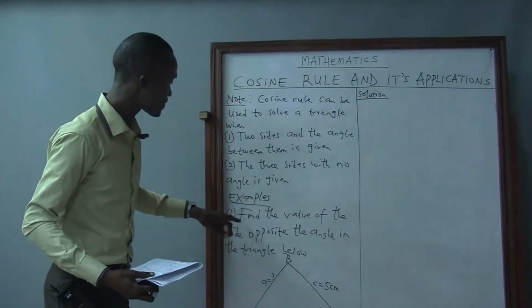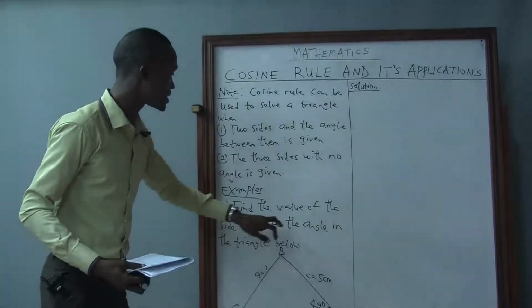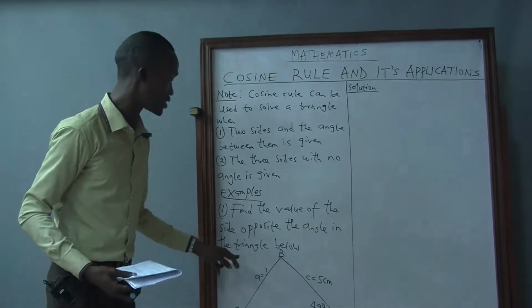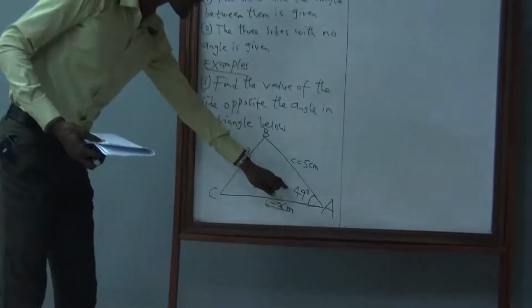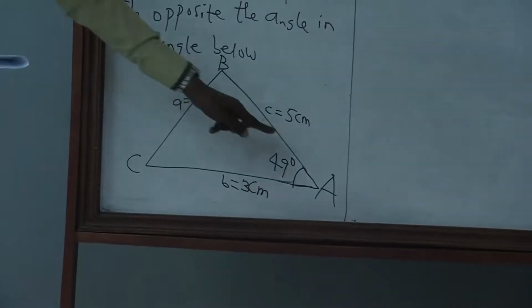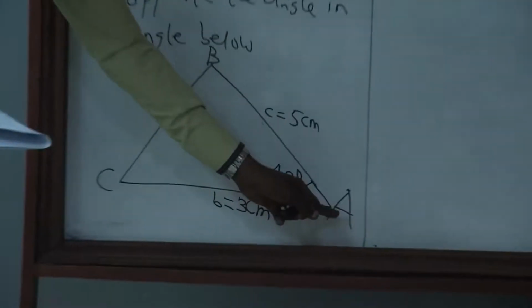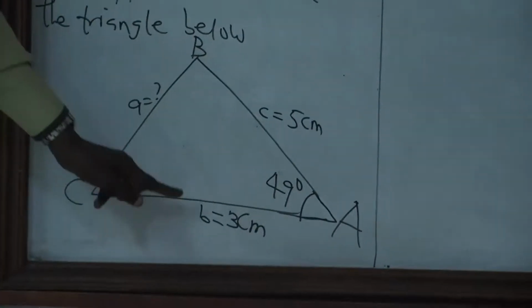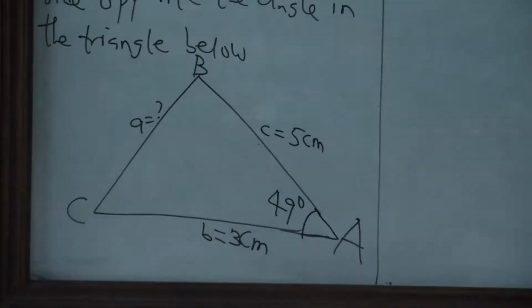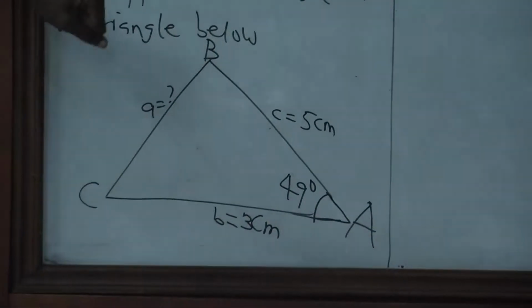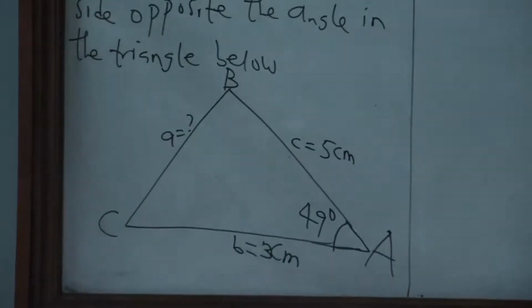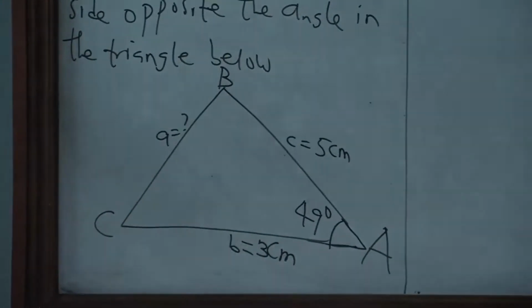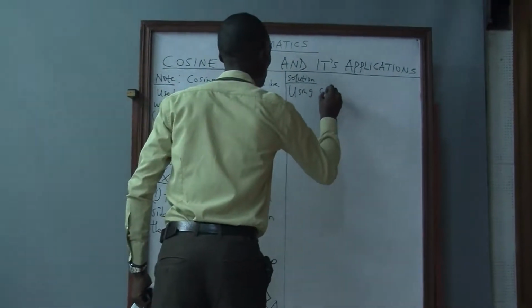The first one says find the value of the side opposite the angle in the diagram in the triangle below. And this is the angle we are given, 49 degrees. The side facing that angle is small a, because the angle we are given is angle A, which is capital A, as 49 degrees. We are given side b, we are given side c. And if you look at the triangle very well, we notice that we are given two sides and the angle between them, which is the first condition for using cosine rule. So from here, we first state the rule we are using, cosine rule.